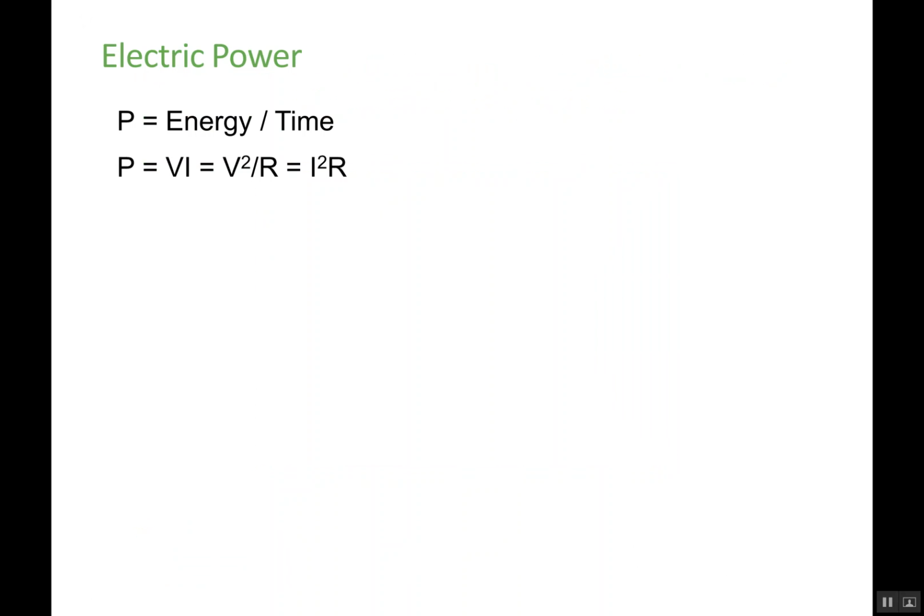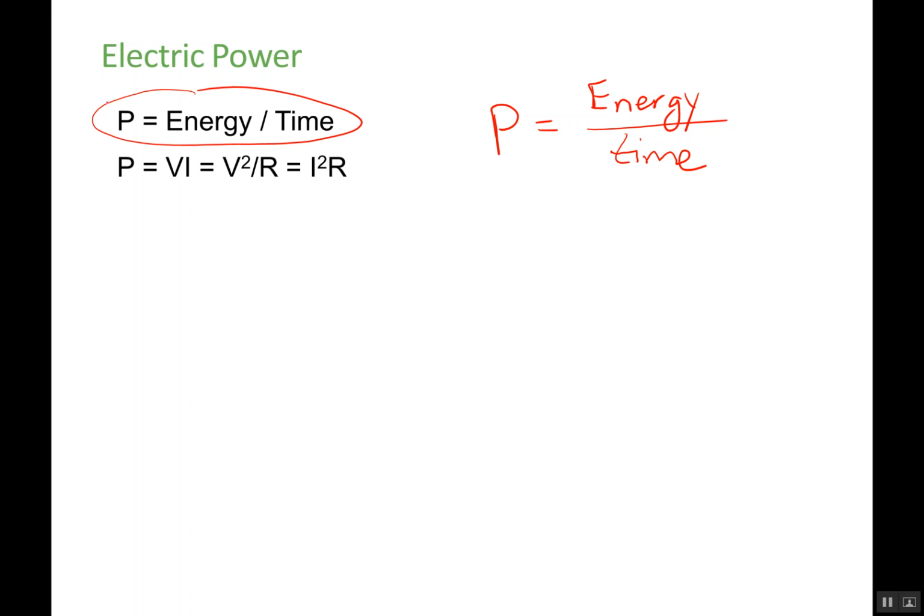Last semester, you learned that power is equal to the ratio of energy utilized or converted from one form to another in a given amount of time. So let's see how this idea of power being energy per unit time transfers to electric circuits.